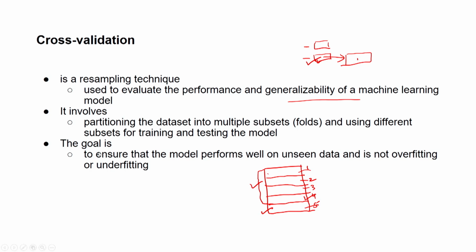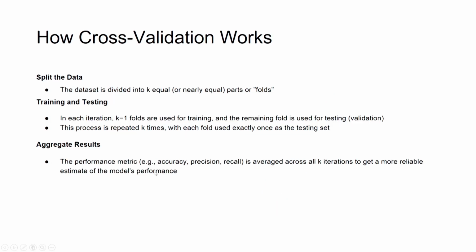Here your goal is to ensure the model performs well on unseen data, because every time you are checking the performance on the remaining fold that was not used for training. For training we use n minus 1 folds, and we test on the remaining nth fold. That is why it ensures that the model performs well on unseen data. So, there are fewer chances of overfitting or underfitting.